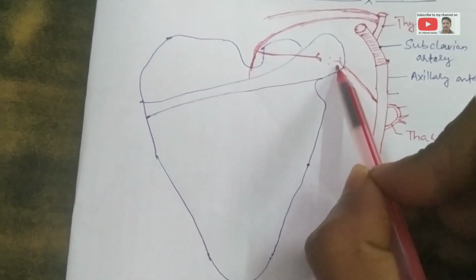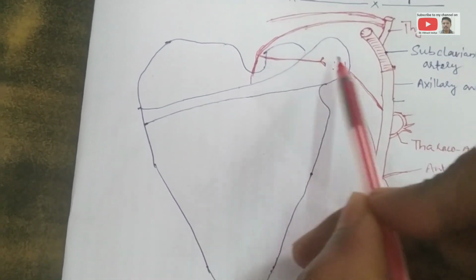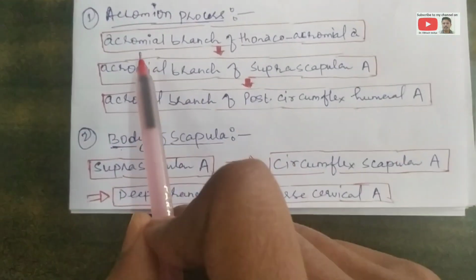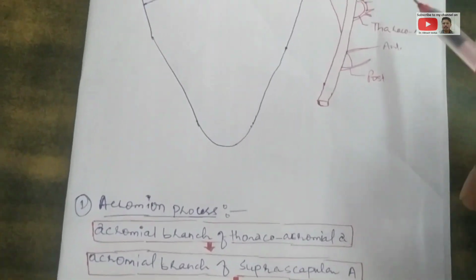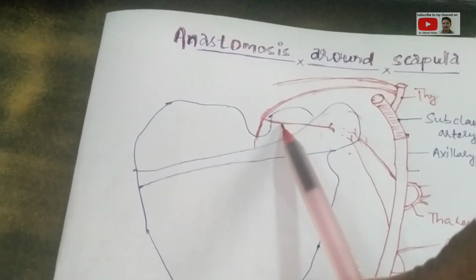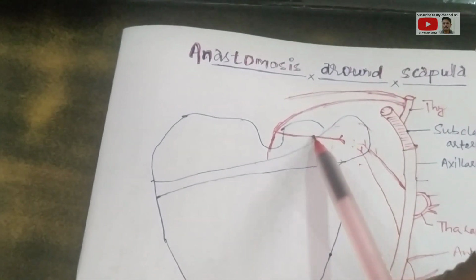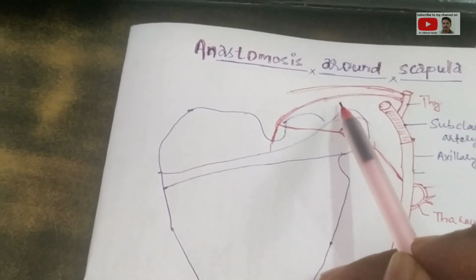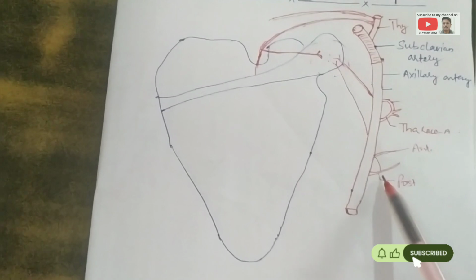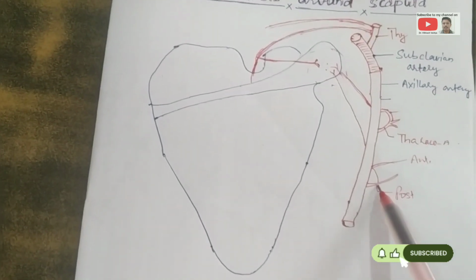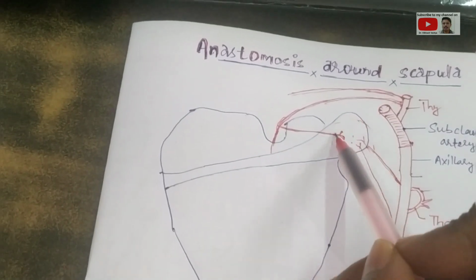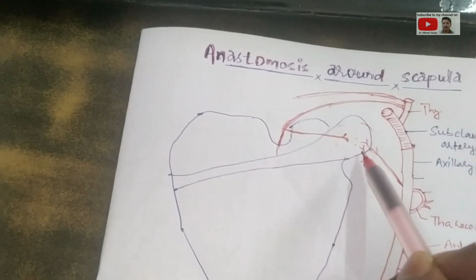So over the acromion process, these three branches anastomose. These three branches are the acromion branch of the thoracoacromial artery, this branch, and the acromion branch of the suprascapular artery, this branch, and the acromion branch of the posterior circumflex artery. So these three branches anastomose over the acromion process of the scapula.